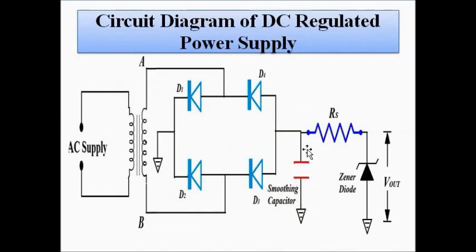Here you can see the smoothing capacitor, which is connected between ground and this point where we get the pulsating DC output. This smoothing capacitor is used.